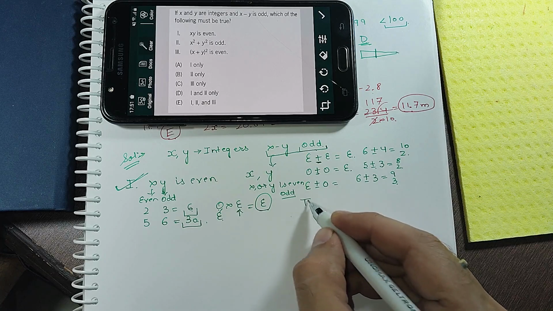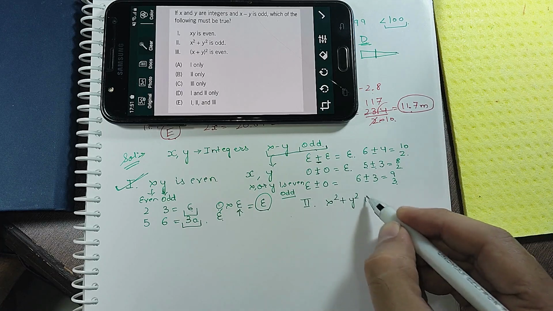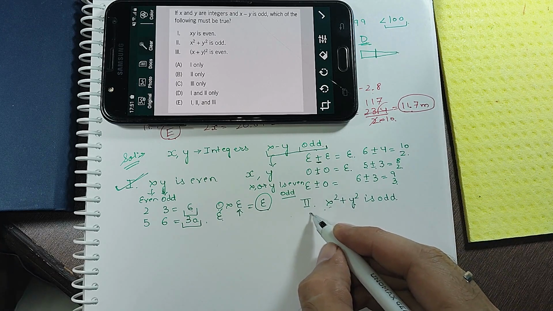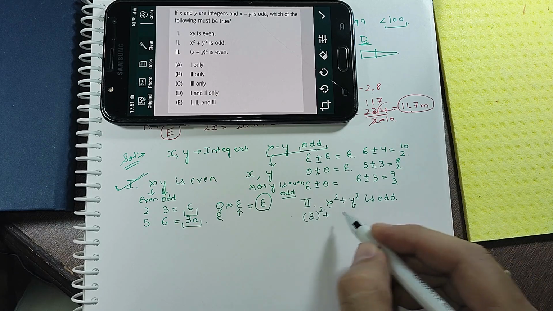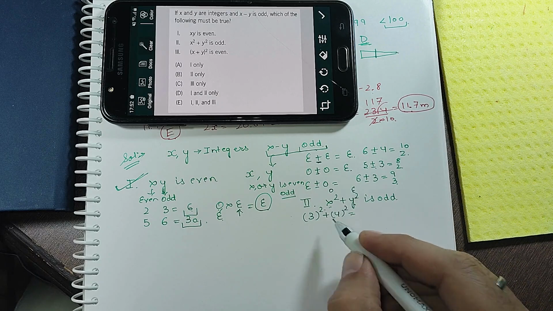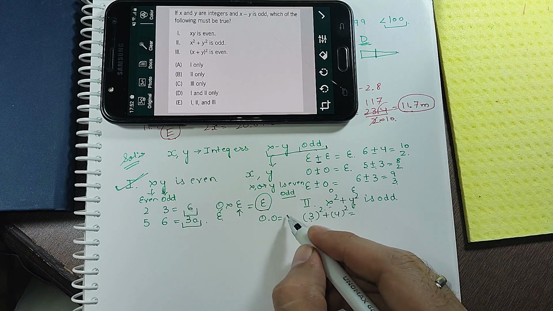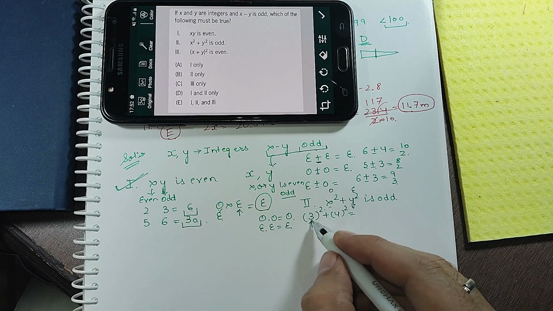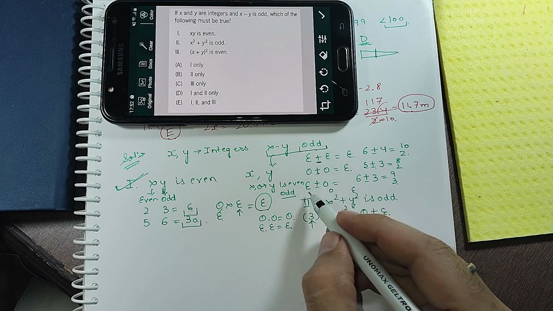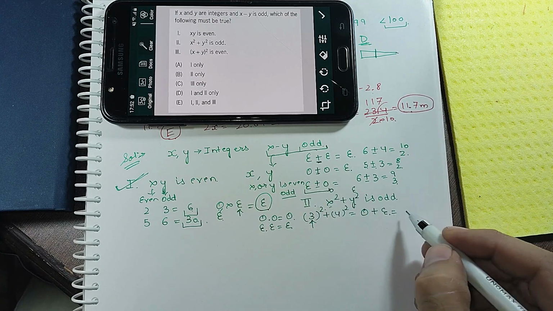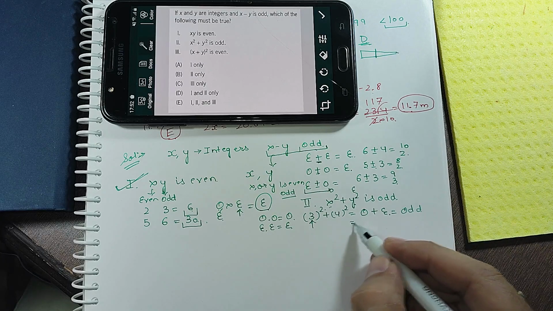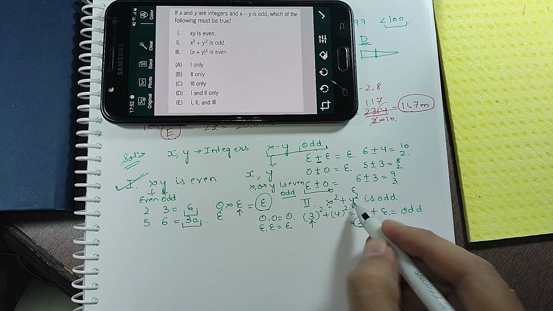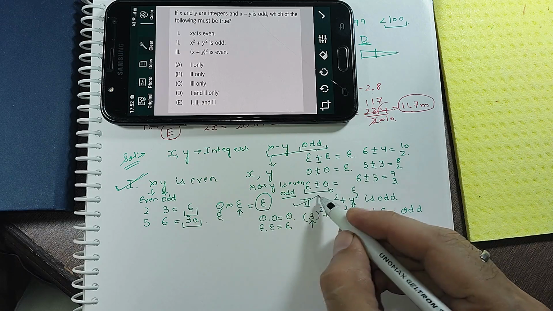Now moving to the second statement, x square plus y square is odd. One of these has to be odd. Let us suppose x is 3, which is odd, and y is 4, which is even. 3 square plus 4 square. An odd multiplied by an odd always results in an odd number, and an even multiplied by an even always results in an even number. So this boils down to odd plus even, which will always be odd. 9 plus 16 is 25. You can put other values also, in which one of x or y is odd and the other is even. So this condition is also satisfied.